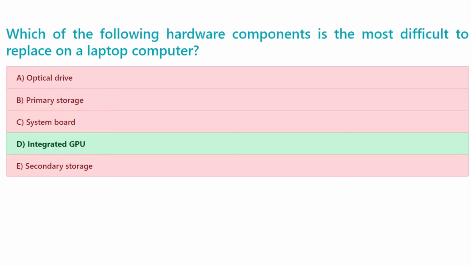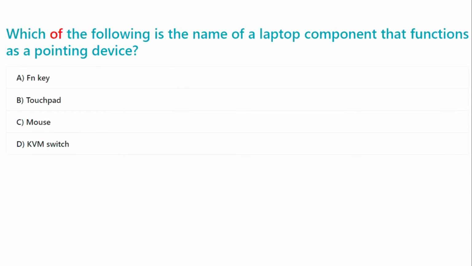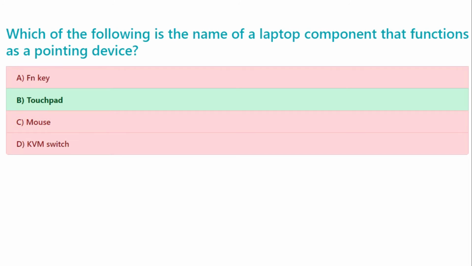The correct answer is D. Integrated GPU. Which of the following is the name of a laptop component that functions as a pointing device? A. FN key. B. Touchpad. C. Mouse. D. KVM switch. The correct answer is B. Touchpad.